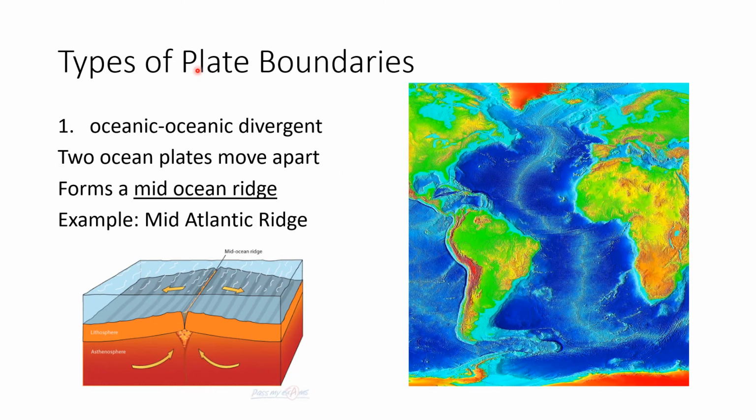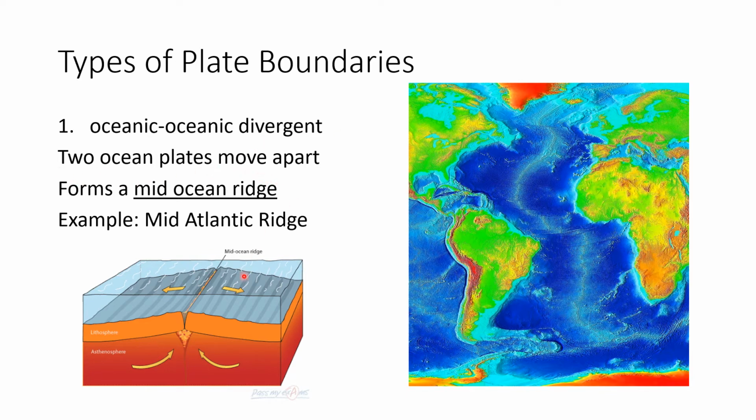Okay, moving on to more specific subcategories of these different types of plate boundaries. There are 6 of these. The first one we'll talk about is the oceanic-oceanic divergent plate boundary. So you can tell from the name that oceanic-oceanic, there's 2 ocean plates involved, and divergent, they're moving apart. So 2 ocean plates that are moving apart.